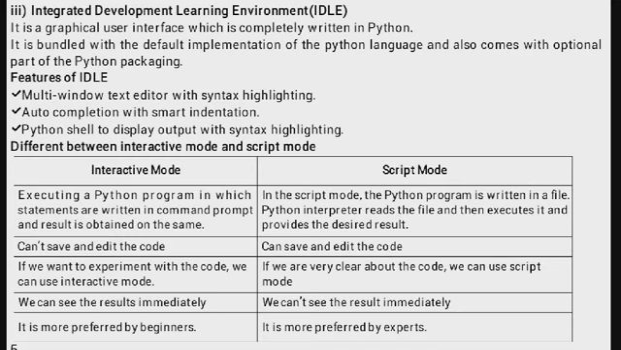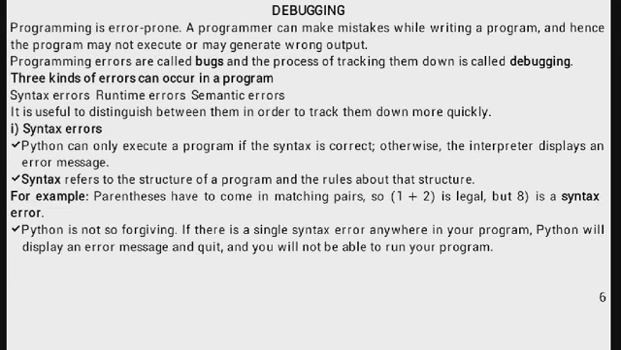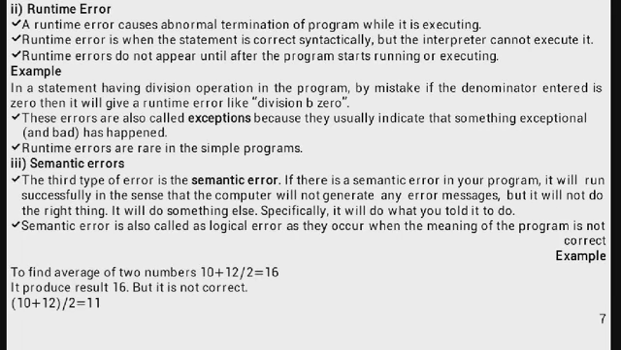Here we show some differences between interactive mode and script mode. Then debugging. In debugging, three kinds of errors can occur in a Python program. The first one is syntax error, then runtime error, and the semantic error.